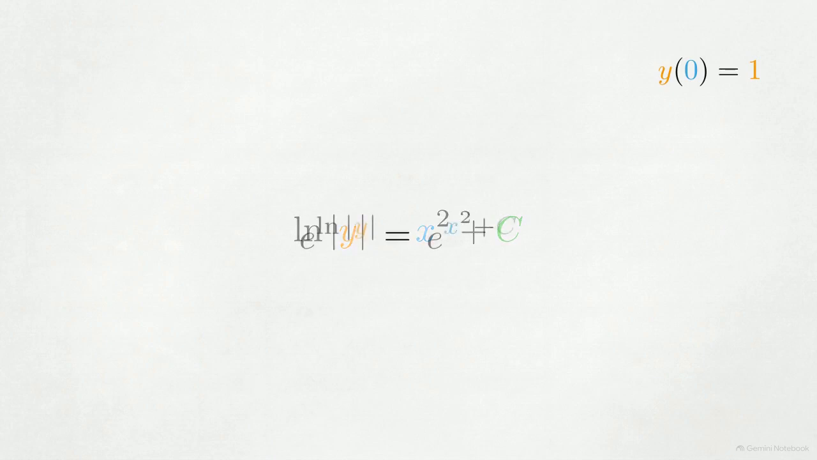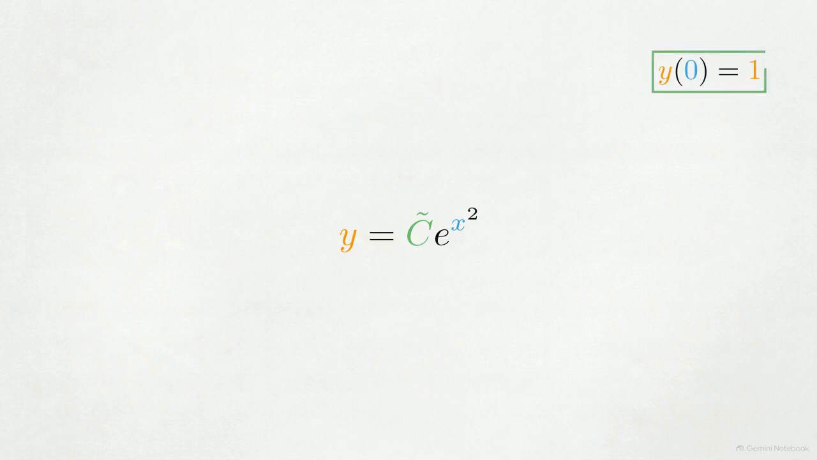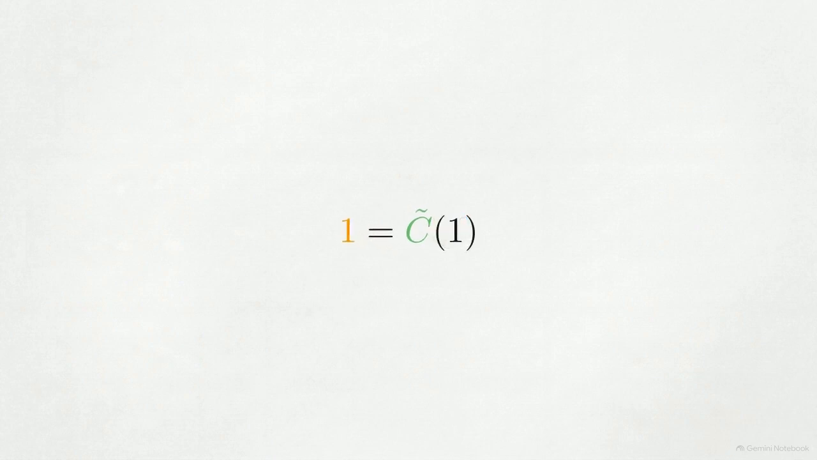To isolate y, we make both sides the exponent of the base e. On the right, e to the power of x squared plus c can be rewritten as e to the c multiplied by e to the x squared. Since e to the power of a constant is itself a constant, we define a new multiplier, c tilde. We plug our initial condition into this equation, substituting 0 for x and 1 for y. Because e to the power of 0 is 1, we find that c tilde equals 1. Our final, specific solution is y equals e to the x squared.